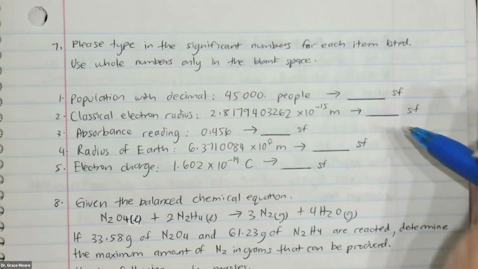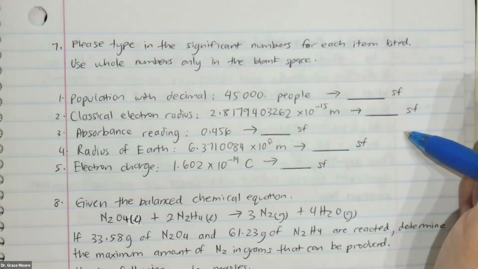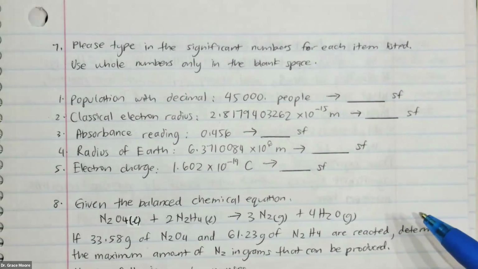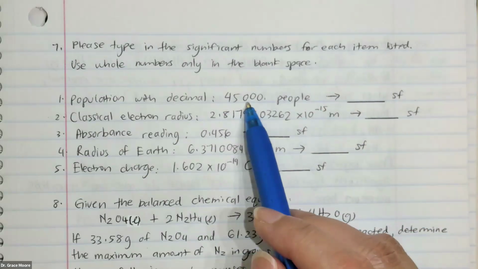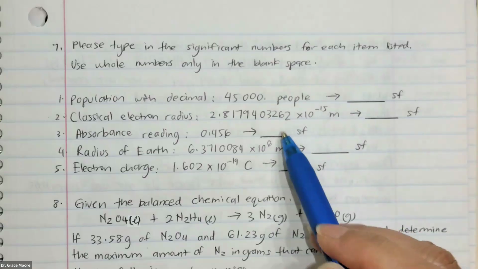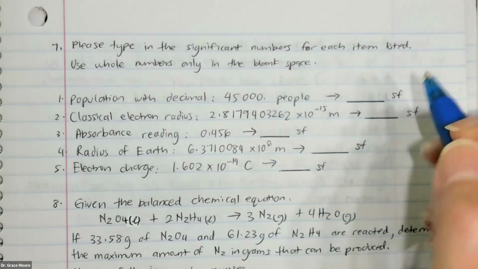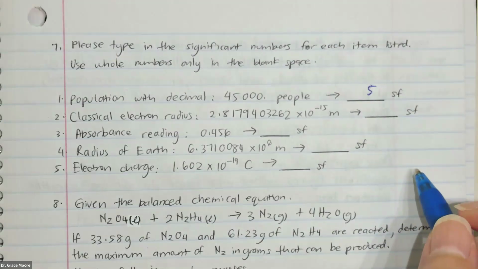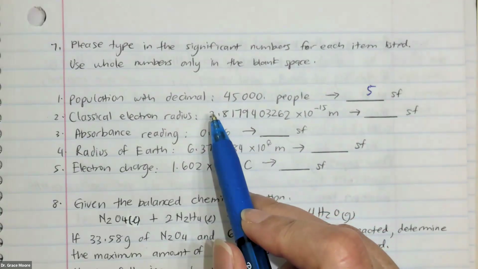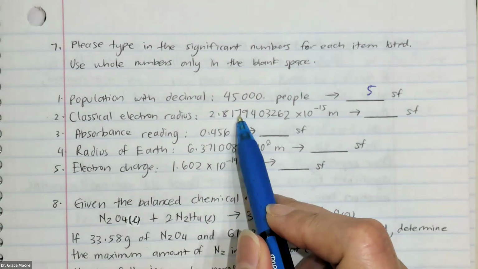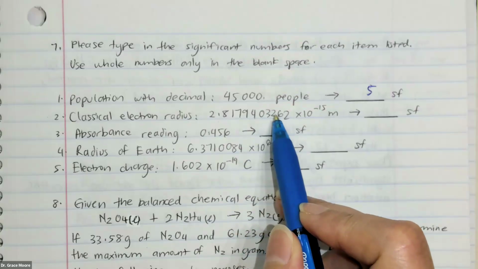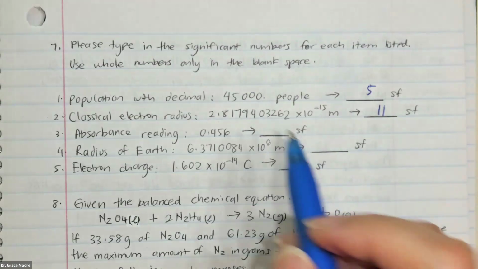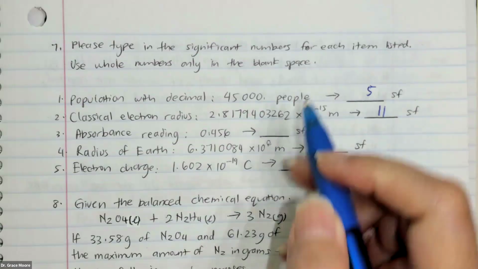All right, so they want us to look at sig figs for each of these items. We basically need to look at the items, count how many sig figs, and write down just the numbers. The first one, 45000 and then a dot, means all these zeros are significant, so I have 5 sig figs. The next one, we have to count. How many sig figs? 1, 2, 3, 4, 5, 6, 7, 8, 9, 10, 11. So that would be 11 sig figs. The next one, this zero doesn't count, so 1, 2, 3 sig figs.